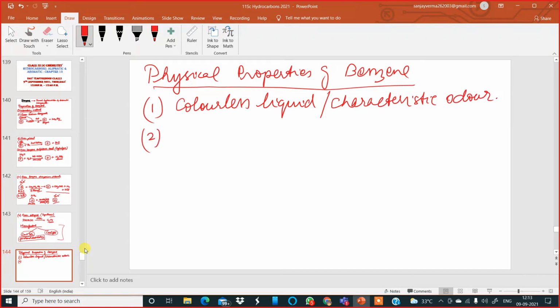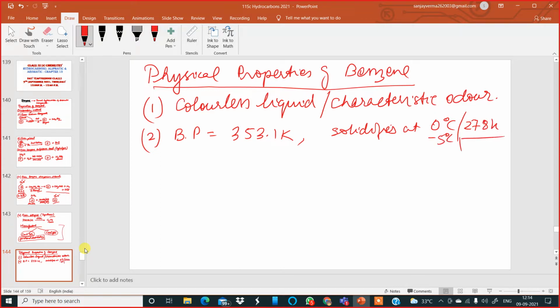First physical property. Then the next one is boiling point. Boiling point is around 353.1 Kelvin. It solidifies at 0 degrees Celsius, or approximately 0 to 5 degrees Celsius, that is 273 Kelvin to 278 Kelvin.